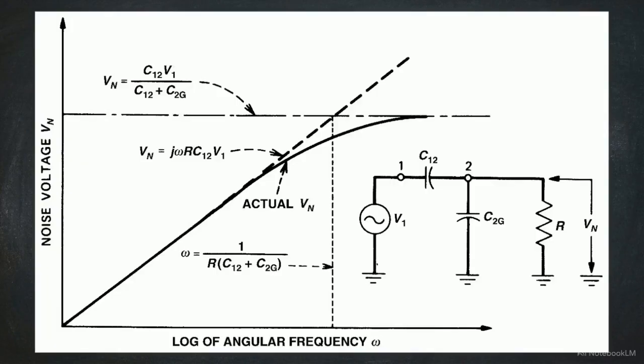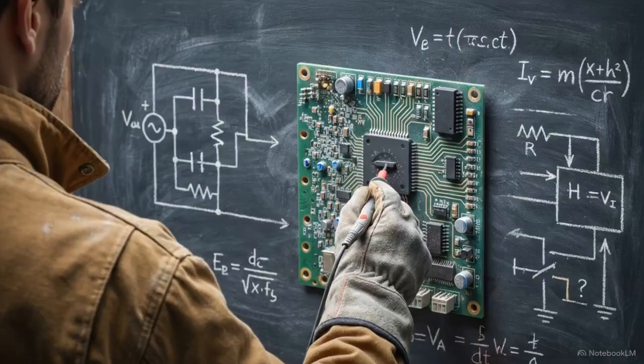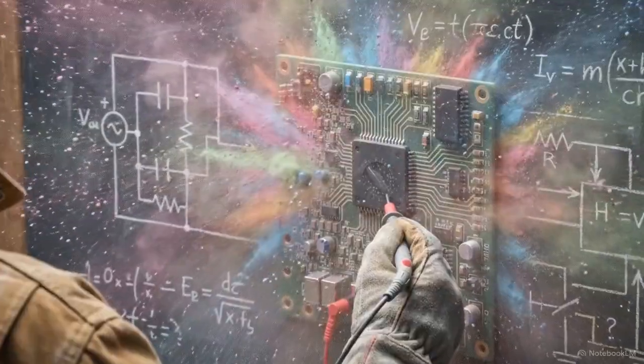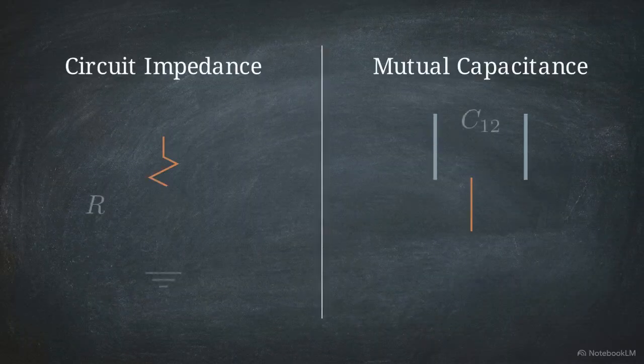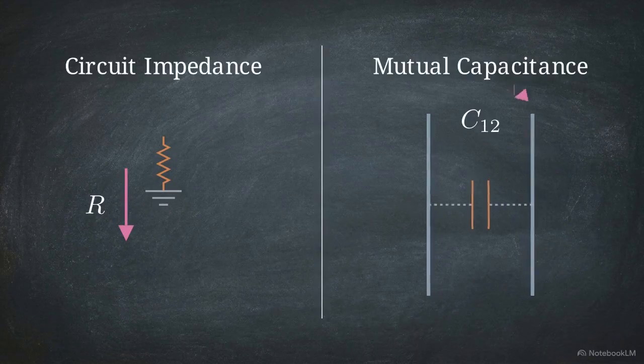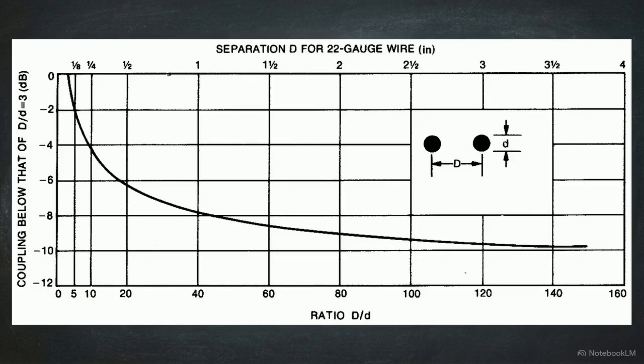This chart plots the frequency response. Induced noise voltage increases linearly as angular frequency goes up, but at incredibly high frequencies, the curve hits a hard ceiling. Here, maximum noise is determined purely by the capacitive voltage divider formed by C12 and C2G. In reality, you usually can't change the operating frequency or the voltage of the source without breaking the product. That leaves engineers with only two functional levers to pull: reducing the receptor's circuit impedance or physically attacking the mutual capacitance, C12.